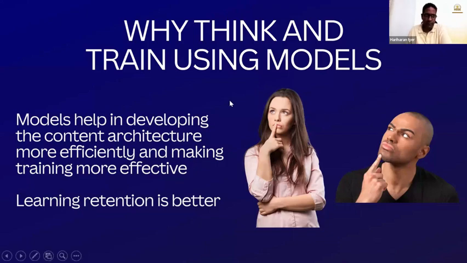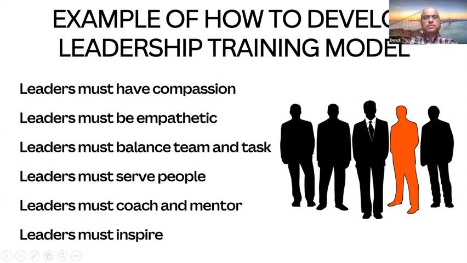Nice. So now let's look at this as an example here. I want you to take a snapshot. I'm going to keep the slide on for some time. Leaders must have compassion. Leaders must be empathetic. Leaders must balance team and task orientation. Leaders must be servant leaders. They should serve people. Leaders must coach and mentor, and leaders must inspire. And there are many more things that can be included to make people understand what good leadership is all about.